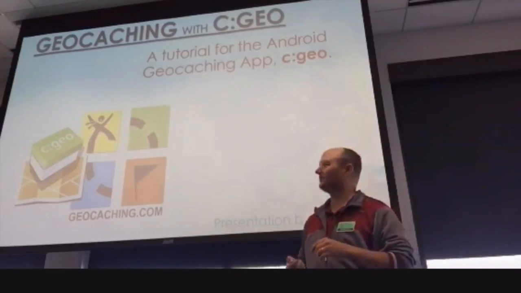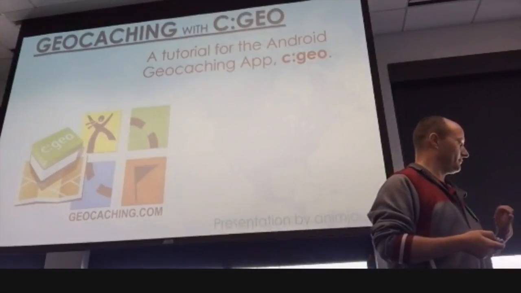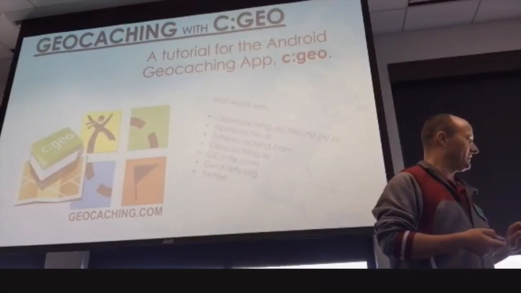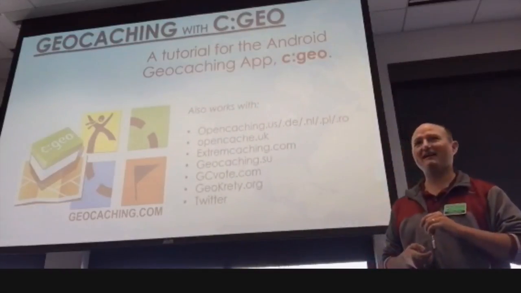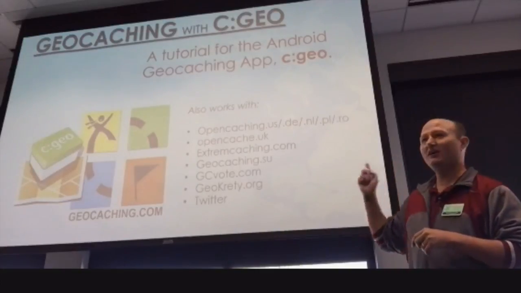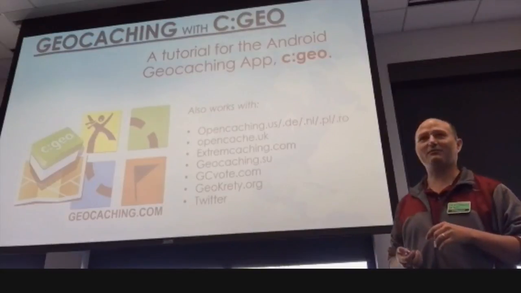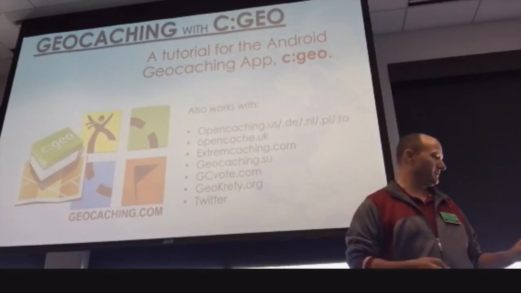So we're going to go ahead and start with the CGO app for Android. And the nice thing about CGO, it's not just for geocaching. You can use it for opencaching.us, opencaching.pl, OpenCache UK, Extreme Caching, geocaching.su, GCVote, Geocredit, and Twitter. So it has a lot of platforms.